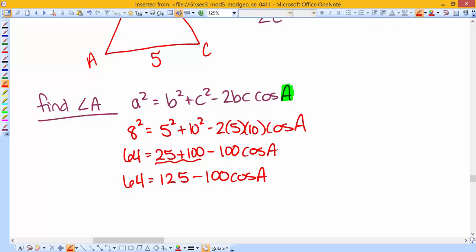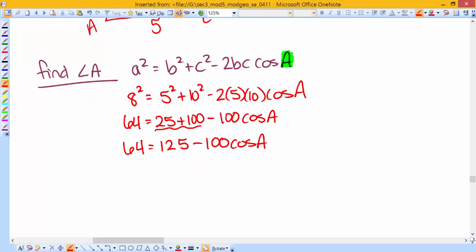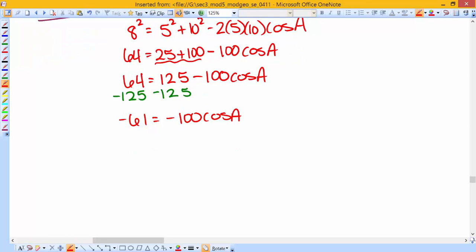Now don't forget, you cannot combine 125 and 100. 100 is being multiplied to cosine. So they're not like terms. We cannot put them together. So I need to subtract 125. So I'm going to just use my calculator. I don't want to make any errors here. So 64 minus 125 gives me negative 61. So negative 61 equals negative 100 cosine of A. Now I can divide by the negative 100. Two negatives are going to make this a positive 61 over 100.